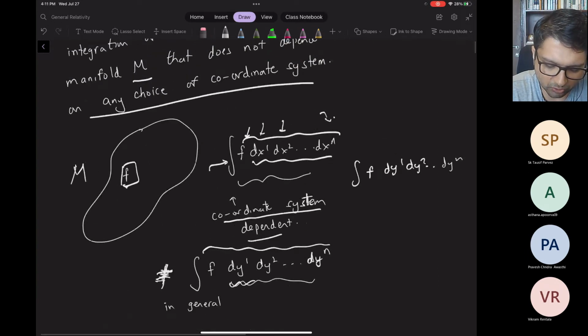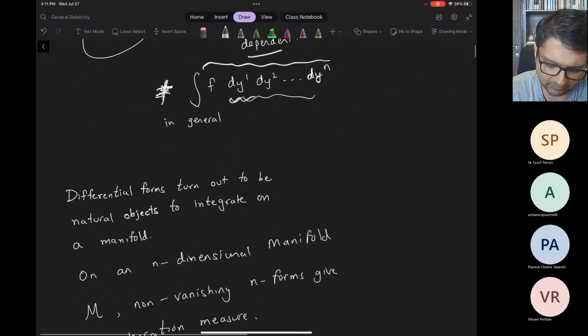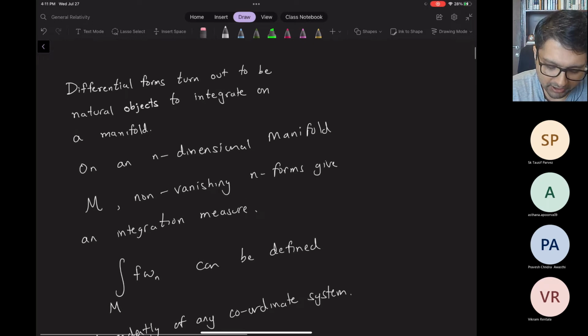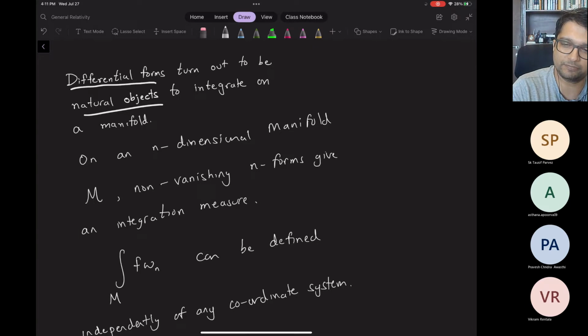Secondly, these coordinates are only defined over a particular patch. So how do you define integration over the entire manifold when you have multiple coordinate patches? Even that is something that's not trivial. So this is the problem with trying to define integration in this naive way. But it turns out that differential forms are natural objects which you can integrate over a manifold, and they will allow us to integrate arbitrary functions over a manifold.